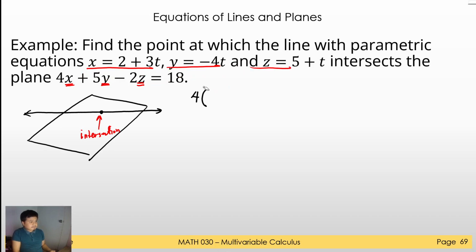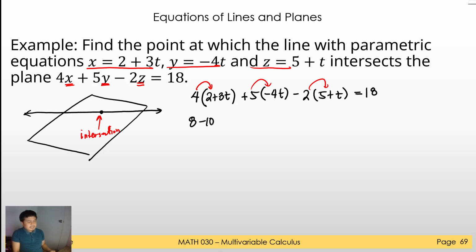So we have here 2 plus 3t plus 5, and then y is equal to negative 4t minus 2, and then z is 5 plus t, equal to 18. Simplifying this, I will just add every constant first to make things easier. So we have 8 and negative 10, and then the terms with the variable: plus 12t minus 20t, and then minus 2t is equal to 18.